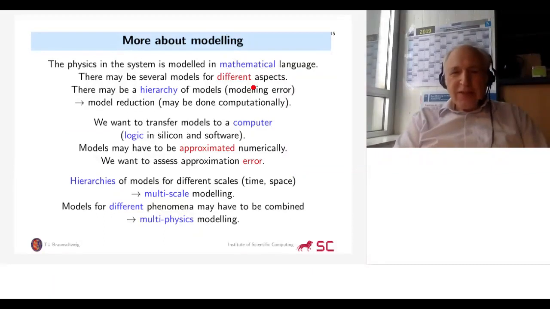Okay. So we do the modeling. We make this in a mathematical language, and there may be a hierarchy of models and whatever. And in the end, we want to put the model into a numerical model, which can be run in a computer. And a computer is logic put into silicon and software. Okay, so that's another kind of knowledge which has been in there. Then we have to approximate these models, typically numerically, and we want to assess the approximation error. This is typical numerical analysis. Okay, and there may be different scales of models in time or in space, or there may be different phenomena which we combine, and this is multiphysics, and the other term was multiscale.